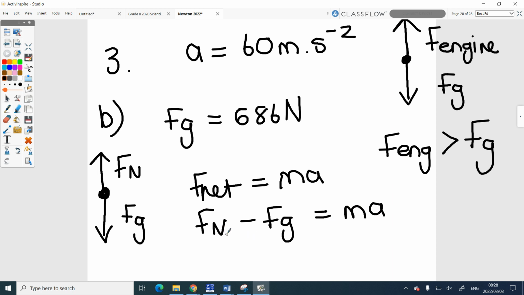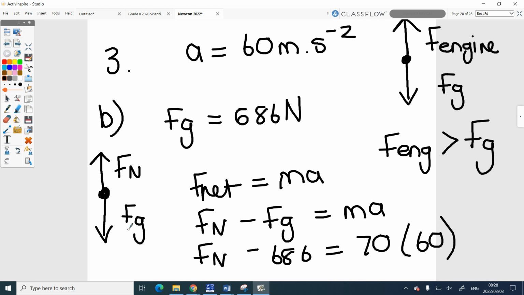Do we have F normal? No. That's what the question is asking us, the upward force exerted on him. So F normal is what they are asking us for. Do we know Fg? Yes, we know it's 686. We know that M is 70. We know that A is 60. See how easy life becomes if you just start.